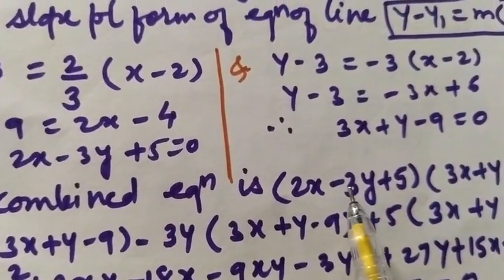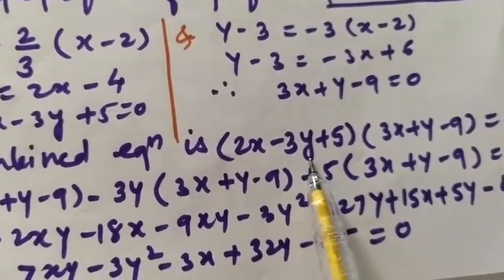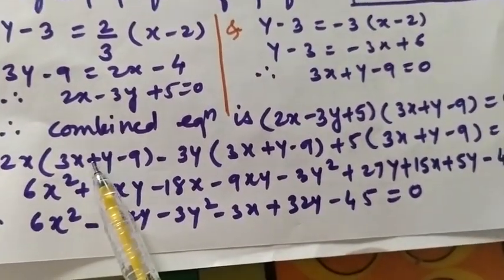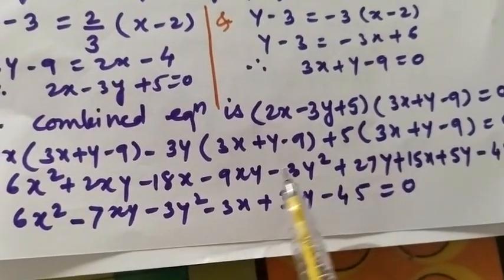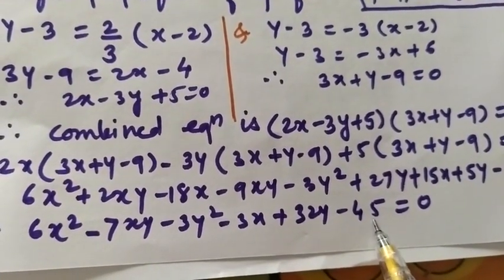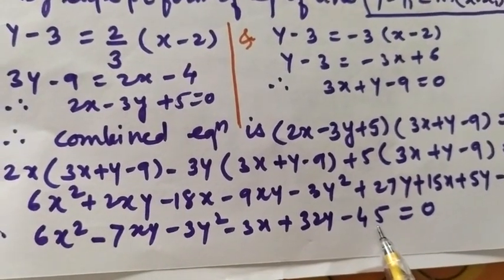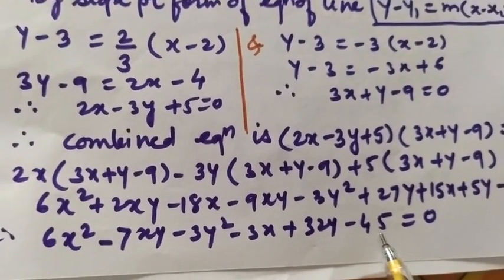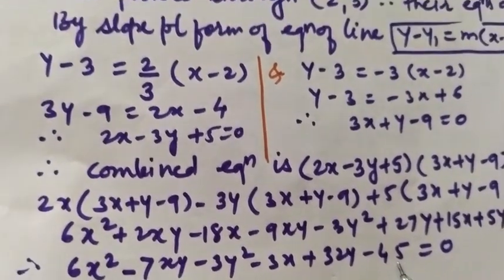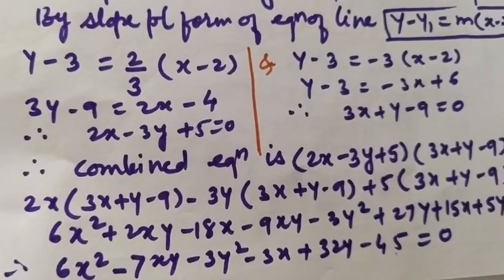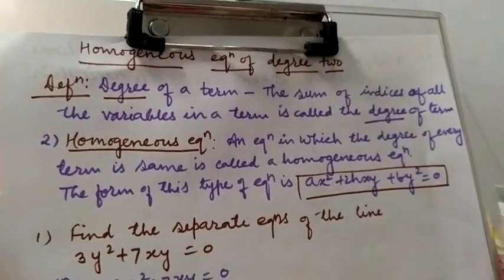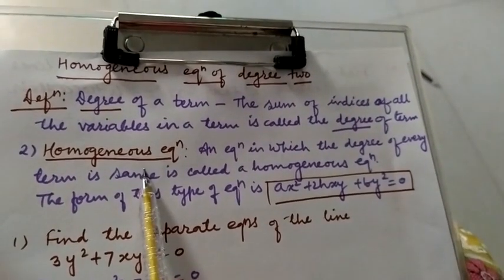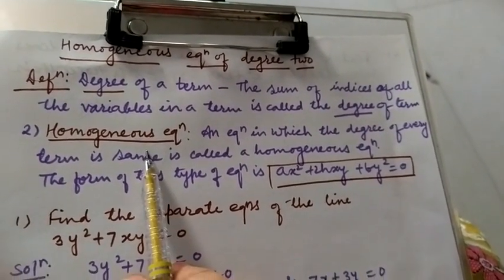Now the combined equation, as usual, is u into v equal to 0. This is u, this is v. Just now we found the equations. Simplify these equations further. After the simplification you will get this equation, that is 6x² - 7xy - 3y² - 3x + 32y - 45 = 0. This way we have seen how to find the combined equation of the lines.